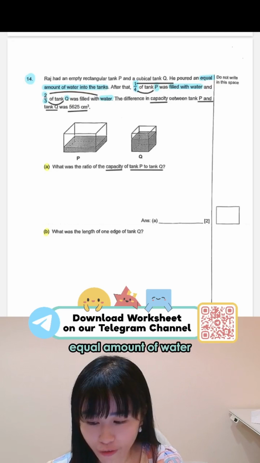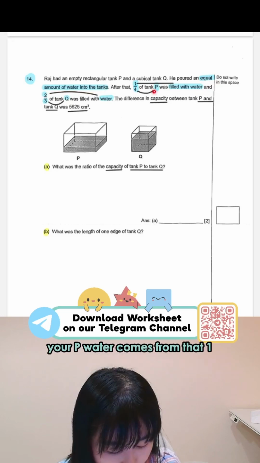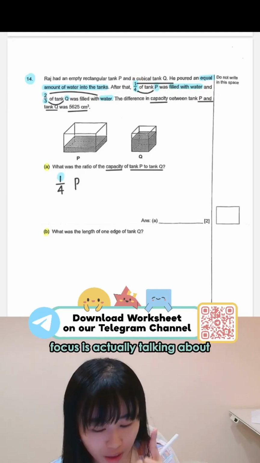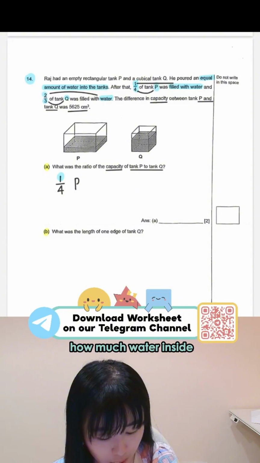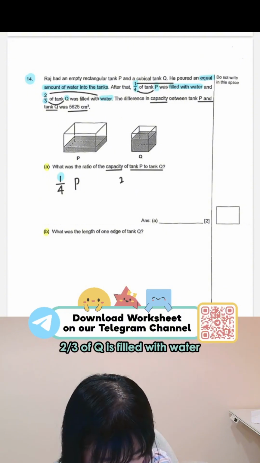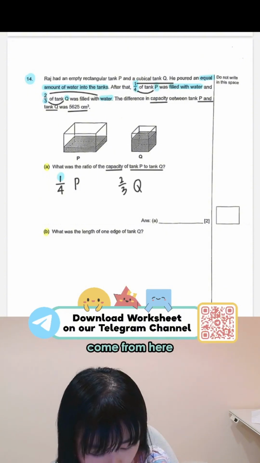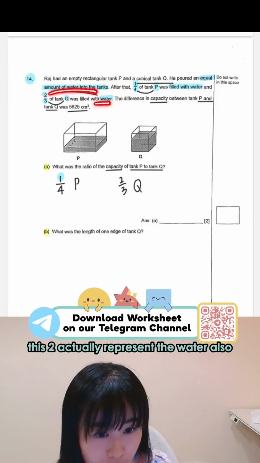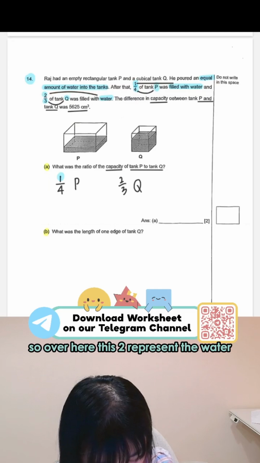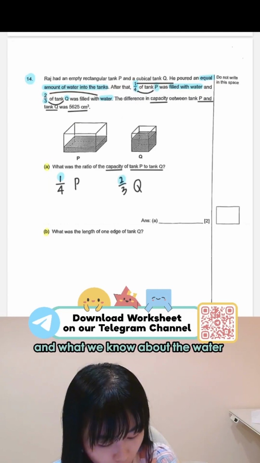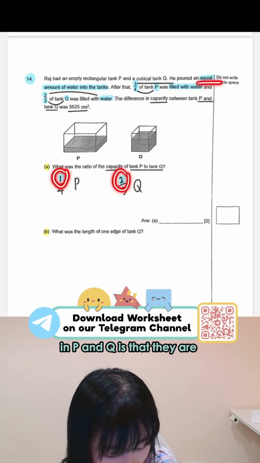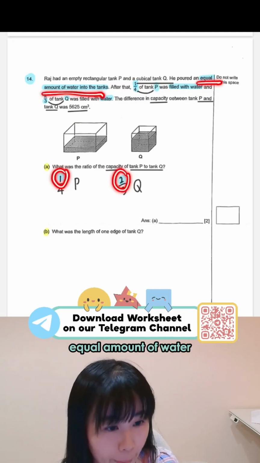Now, if you have an equal amount of water, the water in P comes from that 1 out of 4. So this 1 is actually talking about how much water is inside. Then 2/3 of Q is filled with water. From this sentence, just now we established that this 2 represents the water also. And what we know about the water in P and Q is that they are an equal amount of water.